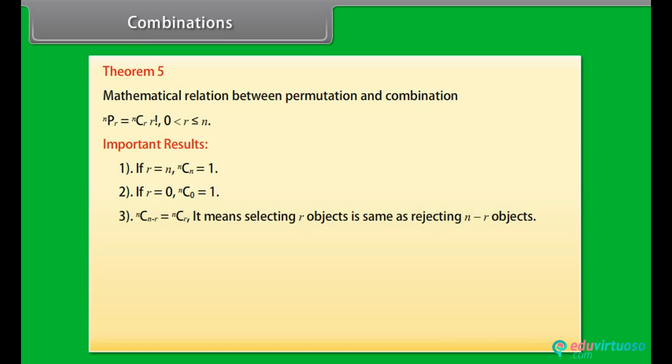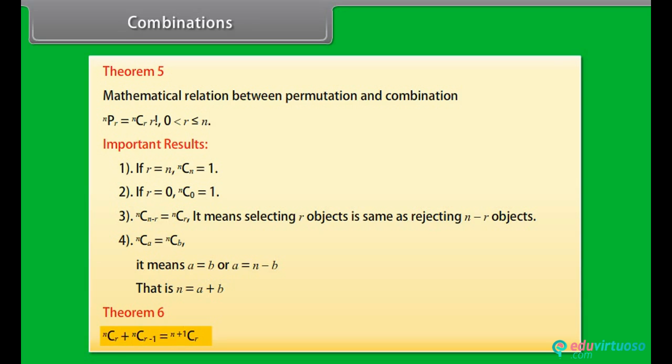3. nCn-r is equal to nCr. It means selecting r objects is same as rejecting n minus r objects. 4. nCa is equal to nCb. It means a is equal to b or a is equal to n minus b, that is, n is equal to a plus b. Theorem 6. nCr plus nCr-1 is equal to n+1Cr.